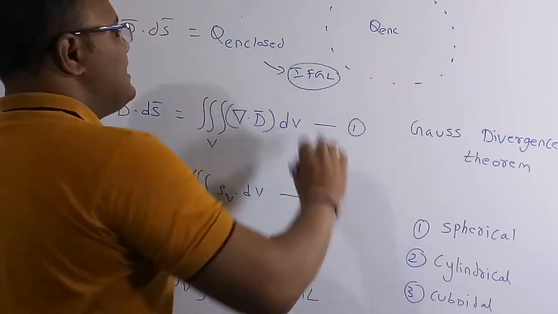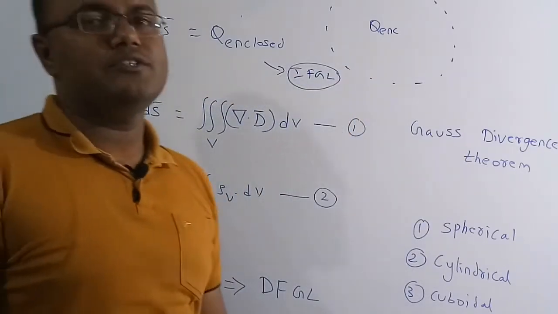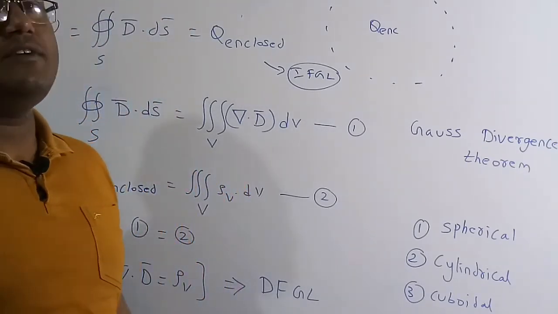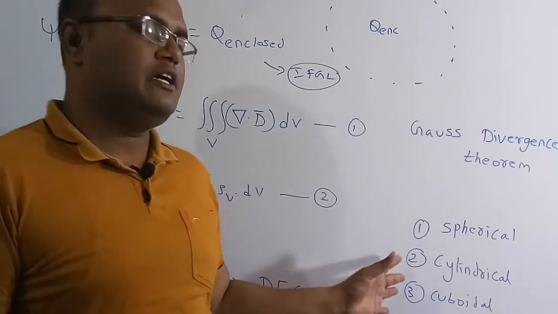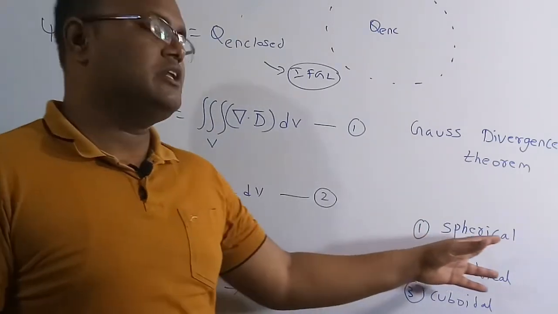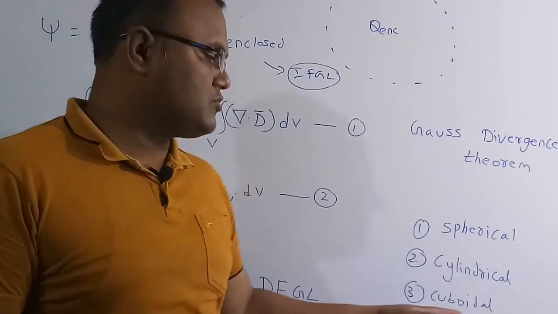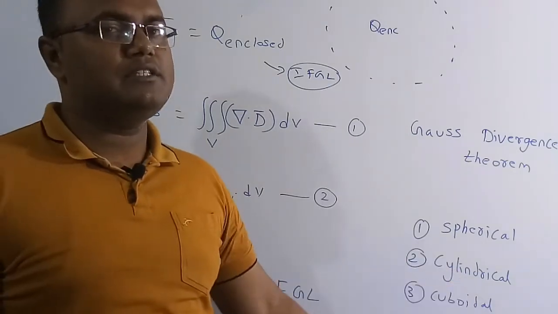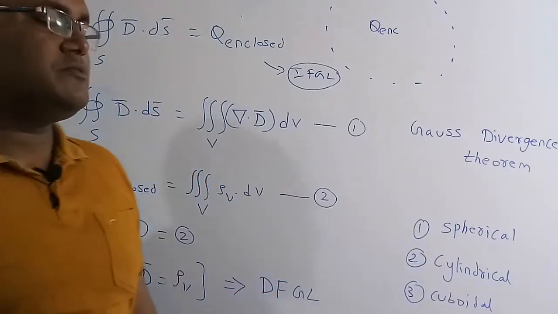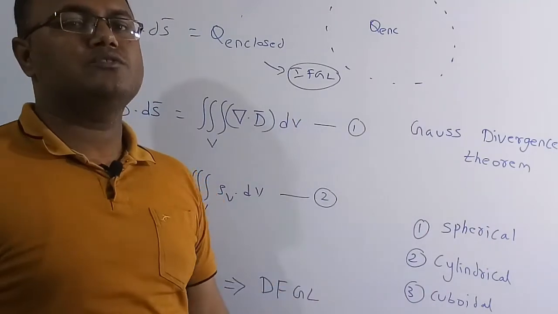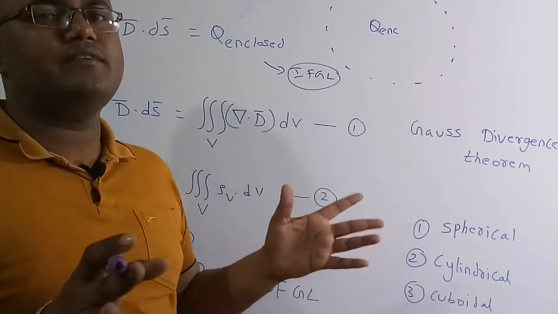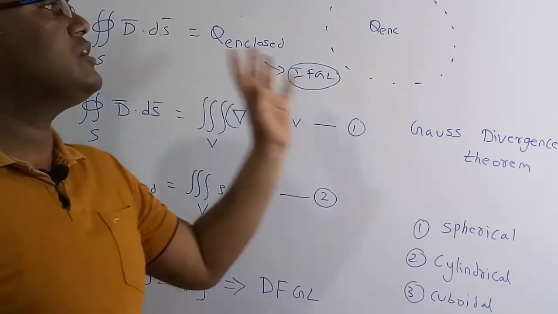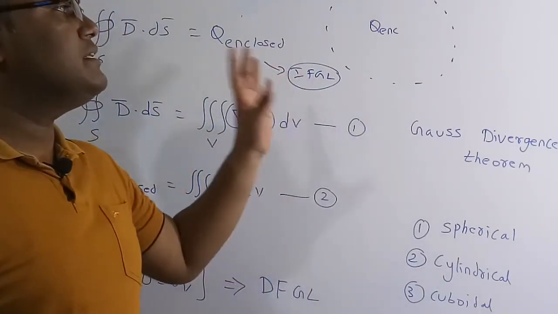So basically in the Gauss law we can use any Gaussian surface. Based on the symmetry, we can choose any closed surface. Basically we use only three: the spherical Gaussian surface, the cylindrical Gaussian surface, or the cuboidal Gaussian surface. Based on symmetry you can prefer any of these in order to solve the numerical in a very fast manner. No matter what the closed surface is, even any irregular closed surface, the net outward flow will always be equal to the charge enclosed by that closed surface. This is the meaning of the Gauss law.